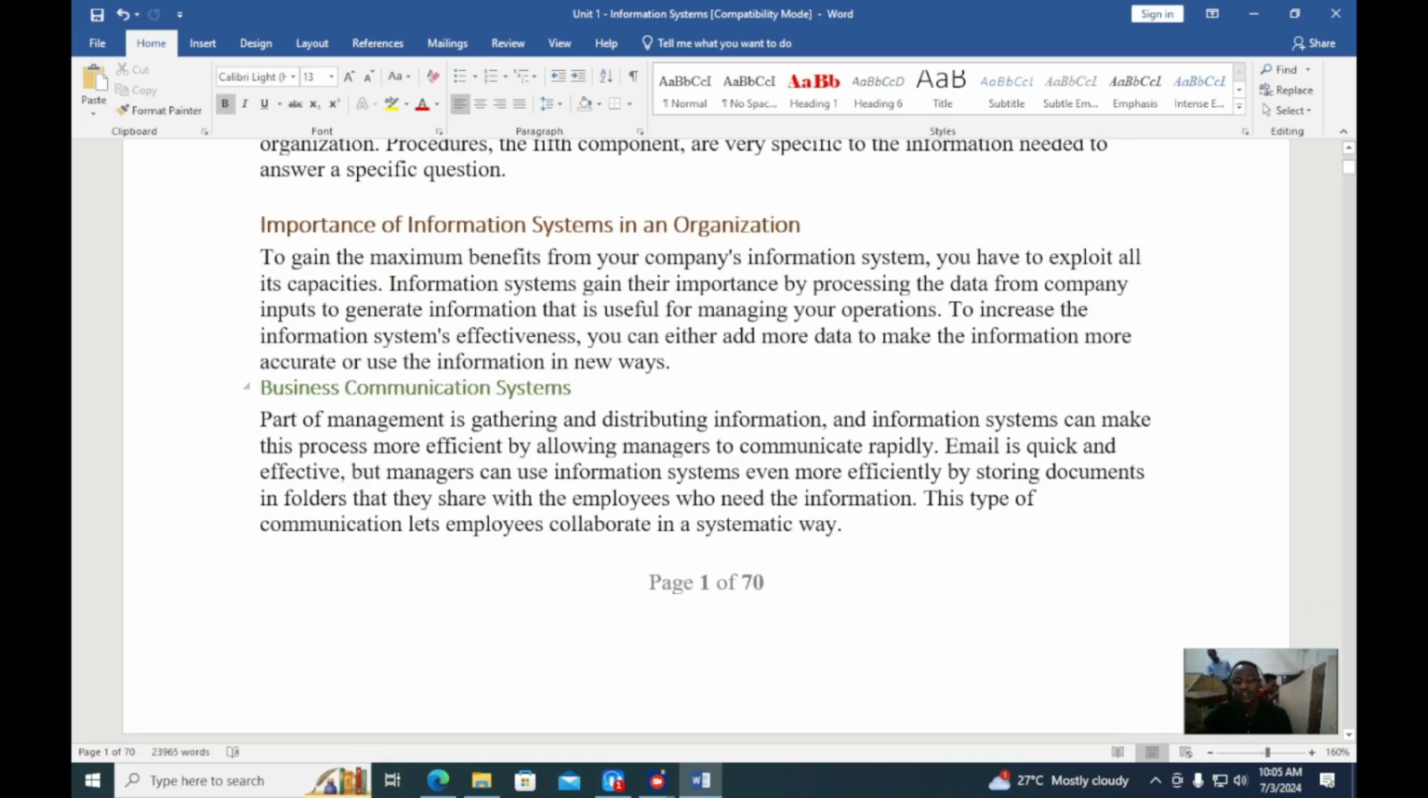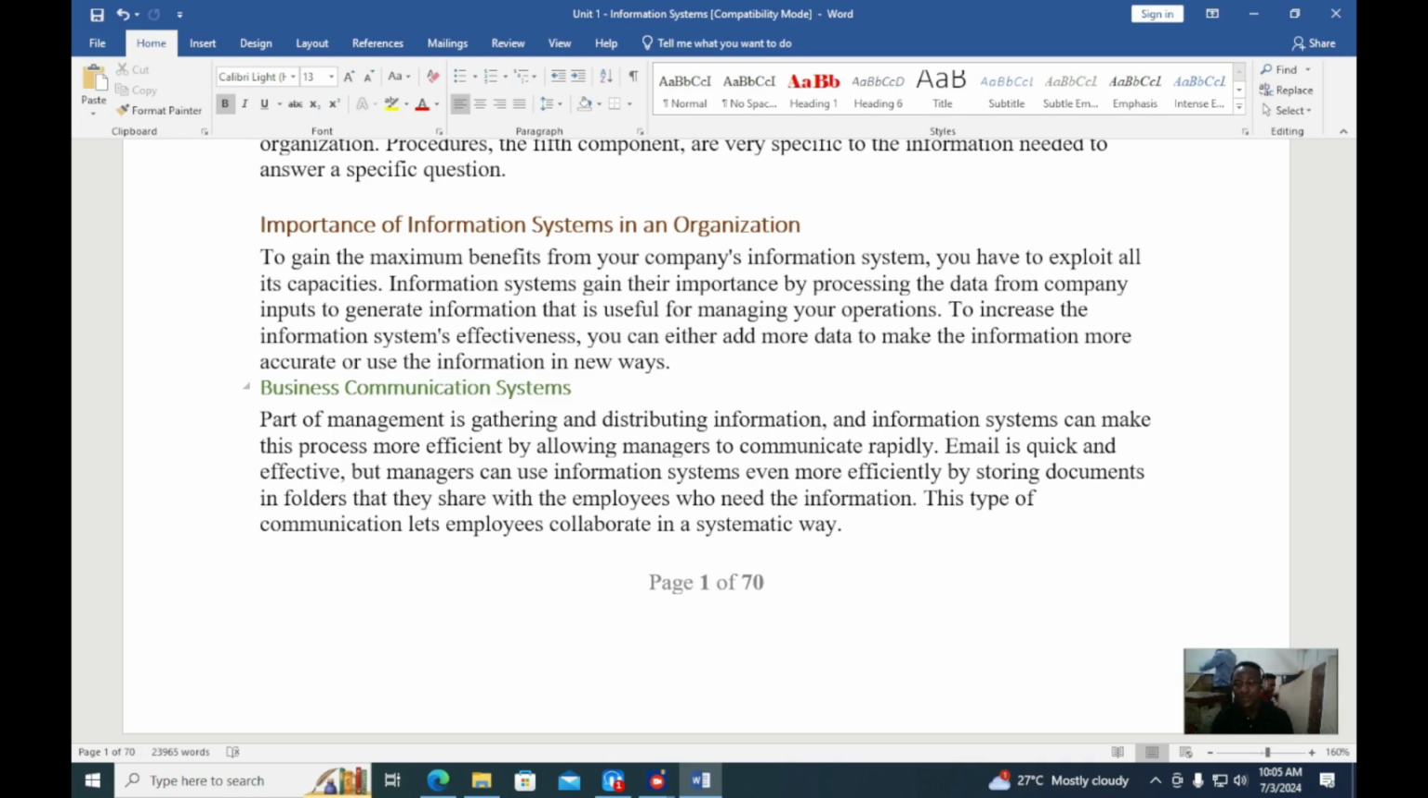Why do we need to have information systems? Why is it important that we have information systems? For us to benefit from the information systems of our company, we have to make sure that we are looking at all that an information system can make. Information systems are earning importance in terms of what they are doing on data.